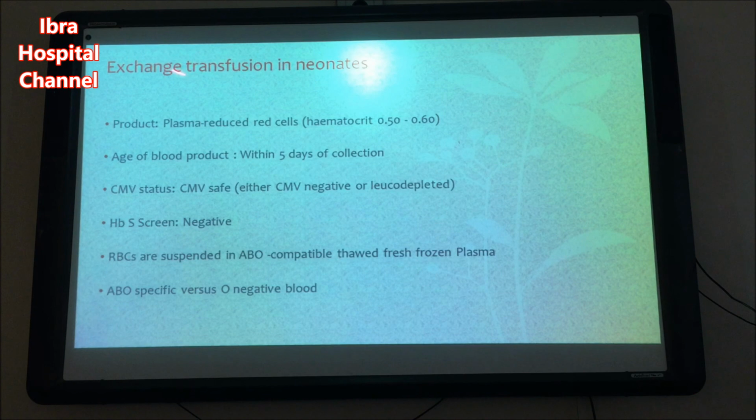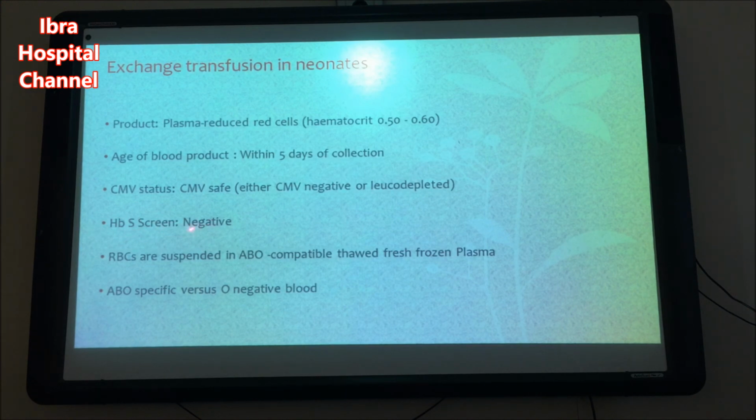Usually the components for exchange should be plasma reduced, hematocrit within this range. Age of blood is usually fresh. As I said, we prefer fresh blood. CMV should be CMV negative, but leuko-reduced blood can be enough. There is a big debate now: is leuko reduction equal to CMV negative? Most centers now start to take this approach as an acceptable approach.